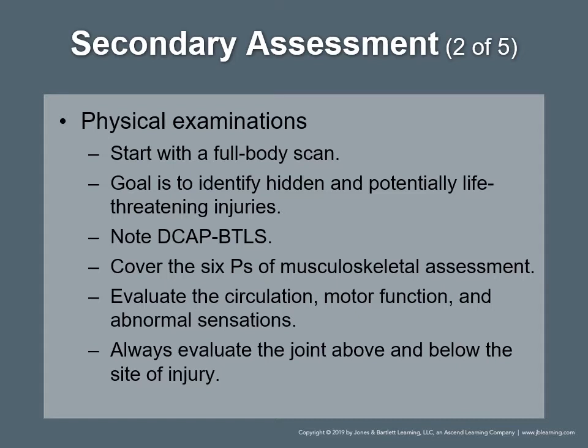Complete the secondary assessment by noting DCAP-BTLS. While performing the exam, ensure you cover the 6 P's of musculoskeletal assessment. This is pain, paralysis, paresthesias, pulselessness, pallor, and pressure. Evaluate the circulation, motor function, and abnormal sensations. Consider distracting injuries, assess the entire zone of injury, and always evaluate the joint above and below the site of injury.